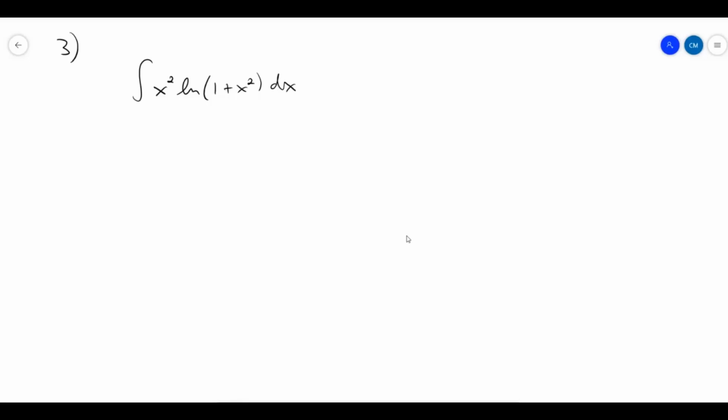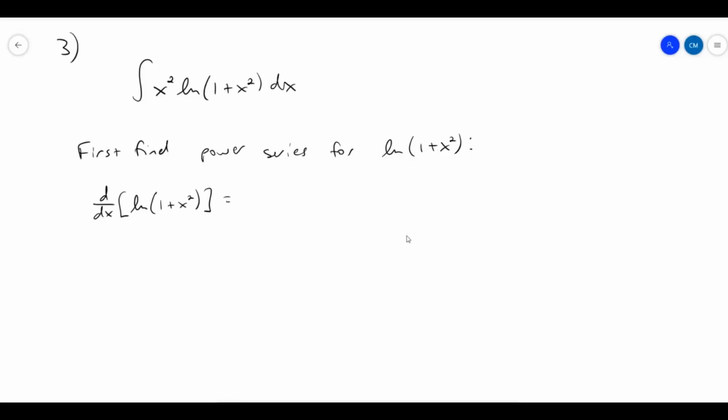We first want to figure out how to do the power series for ln(1 + x). So that's this first step here. First find the power series for ln(1 + x²). Okay, how do we do that? Well, we have to notice that its derivative is this. It's 2x. Remember your chain rule there, 2x over 1 + x². And now that can certainly be written as a power series. So what we can do there is write that as 2x times 1 over 1 + x², and then just realize that could then be written as this power series.